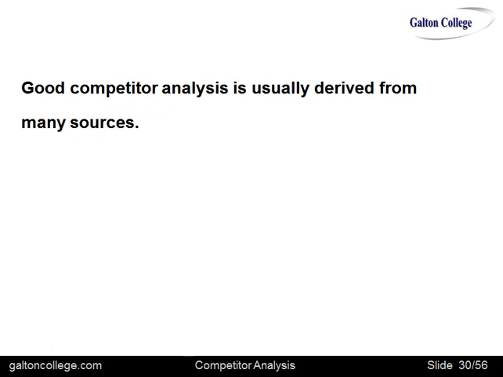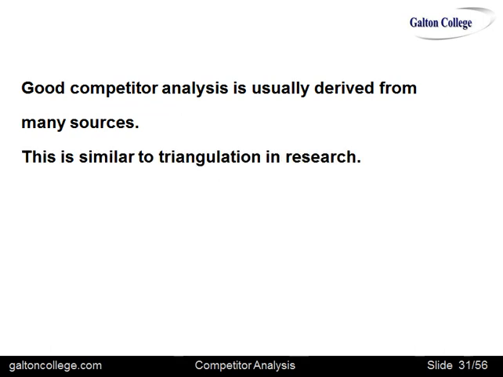Now, good competitor analysis is usually derived from many sources, and this is called triangulation in research. Generally speaking, when we do research, we don't want to pick up the information from one source only. We want to look at the information from different directions. So if we're doing, let's say, market research, we might want to interview potential customers. But we might also want to do some research on the local economy to see what is happening to local income levels.